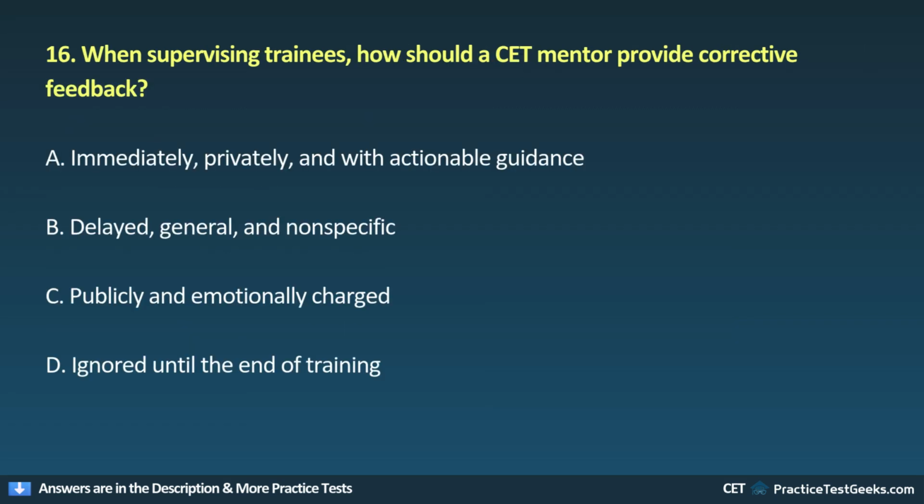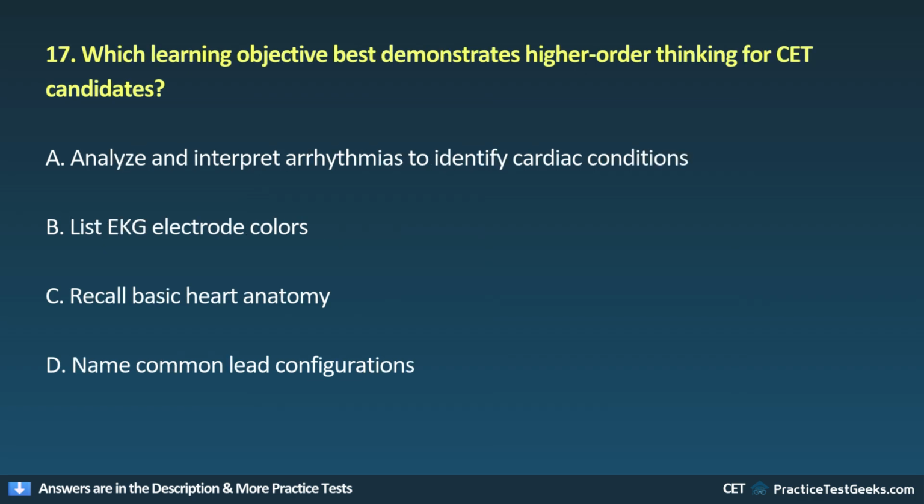16. When supervising trainees, how should a CET mentor provide corrective feedback? A. Immediately, privately, and with actionable guidance. B. Delayed, general, and nonspecific. C. Publicly and emotionally charged. D. Ignored until the end of training. 17. Which learning objective best demonstrates higher-order thinking for CE candidates?